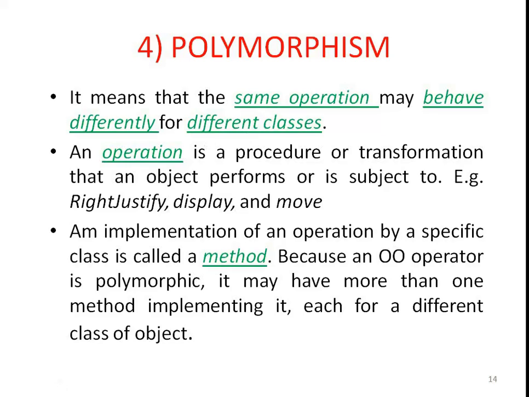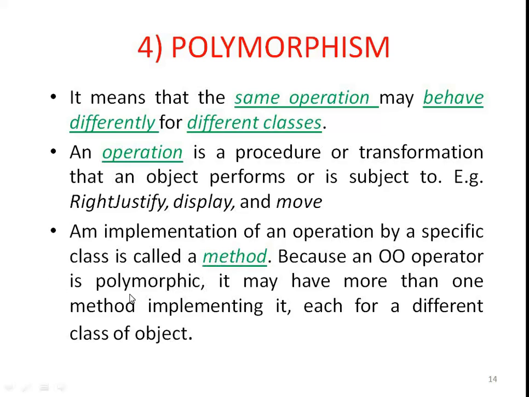The same operation may behave differently for different classes. An operation is a procedure or transformation that an object performs or is subject to. Examples: write, justify, display and move. An implementation of an operation by a specific class is called a method.